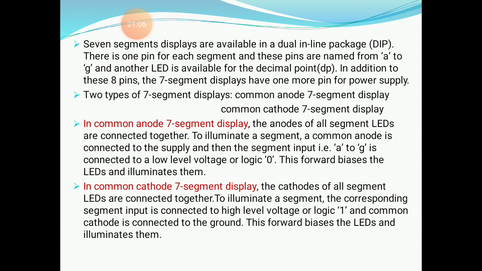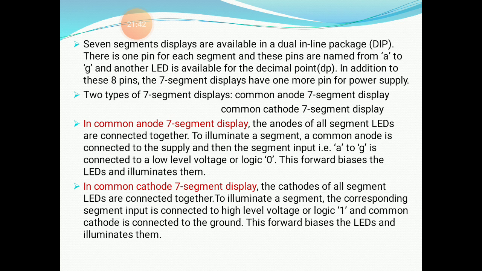So in a common anode 7 segment display, when logic 0 is applied to a particular segment, the segment will be on or illuminate. That is called active low logic. Now in a common cathode 7 segment display, the cathodes of all segment LEDs are connected together. To illuminate a segment, the corresponding segment input is connected to a high level voltage or logic 1, and the common cathode is connected to ground. This forward biases the LED and illuminates it.